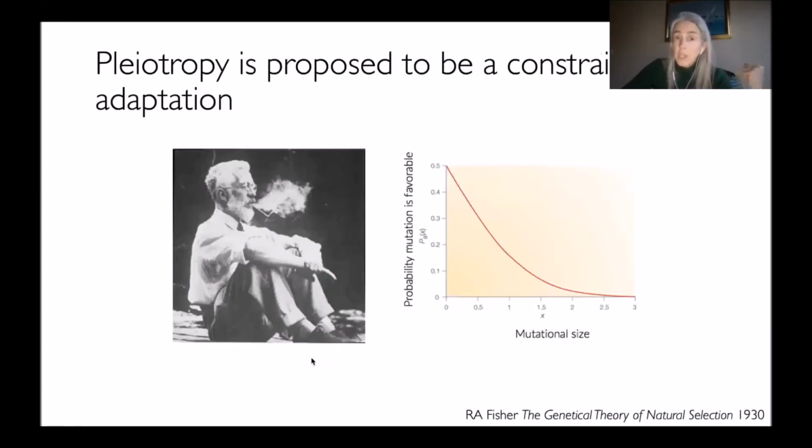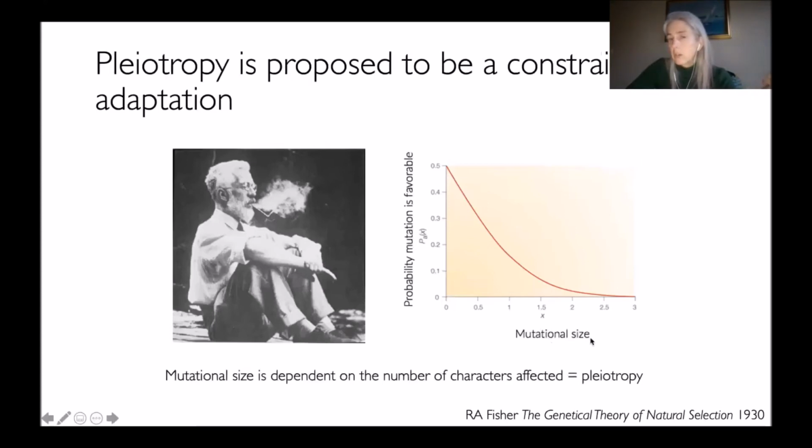literature, so Fisher proposed that pleiotropy would be a constraint on adaptation. This is just a figure from his book, where mutational size is dependent upon the number of characters affected. Large mutational size means more pleiotropy, and small mutational size is basically not pleiotropic. In his model, the probability that a mutation is favorable is very dependent upon mutational size. So less pleiotropic mutations are more likely to be favorable.